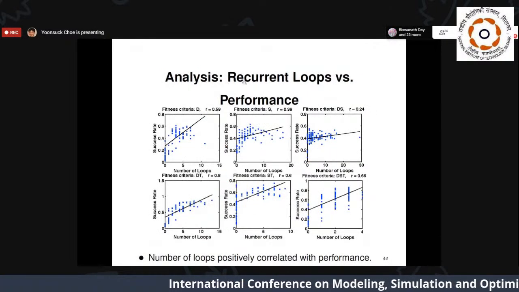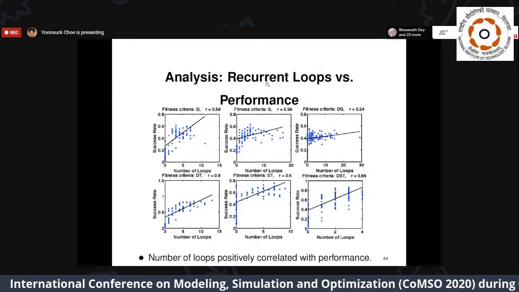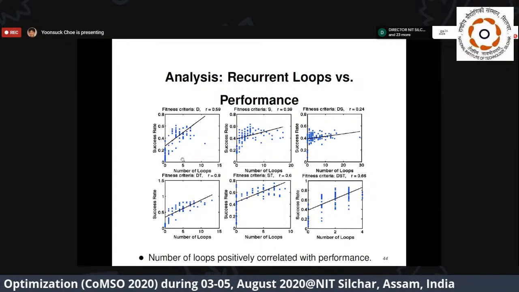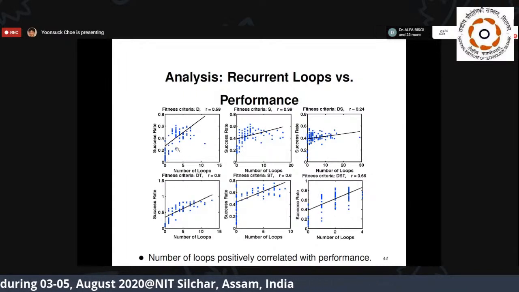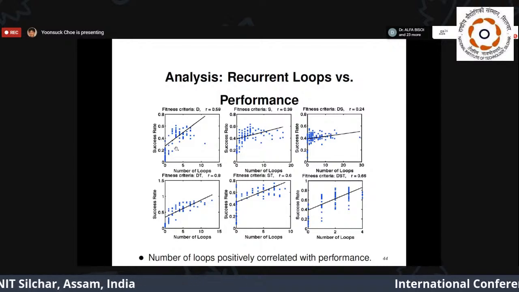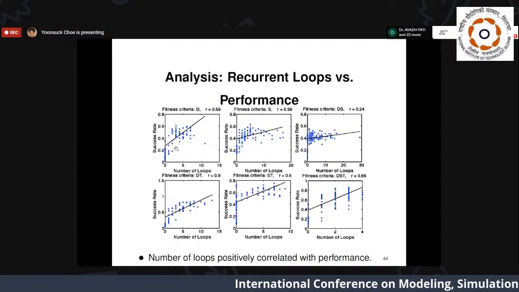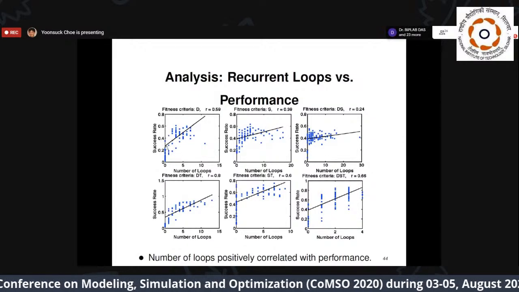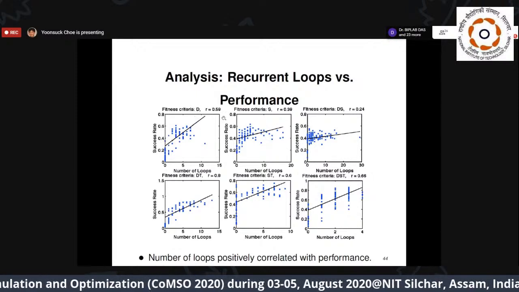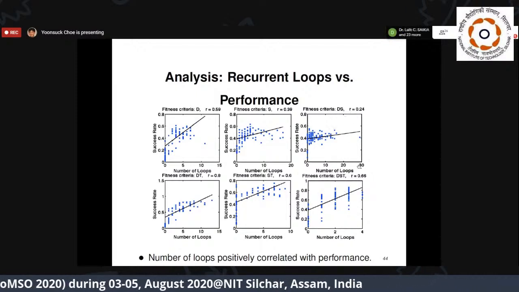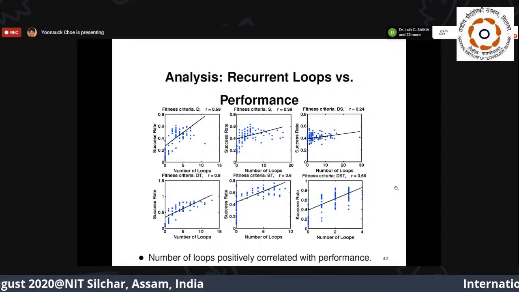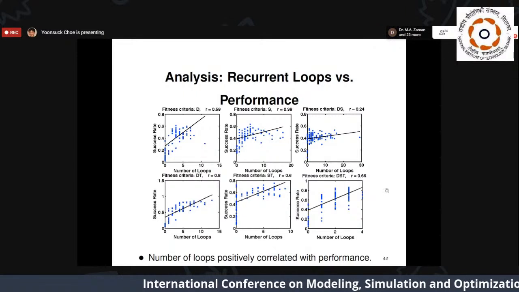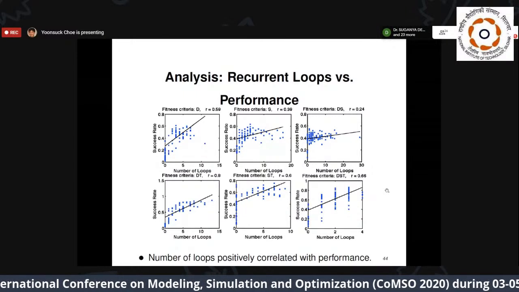Also, we counted the number of loops, recurrent loops: one hop, two hop, three hop, and so on. Each of these data points represents one evolved neural network controller. You can see that the number of loops always positively correlates with success rate, regardless of the different fitness criteria that we used. So we can gain very interesting insights by analyzing these evolved neural circuits.